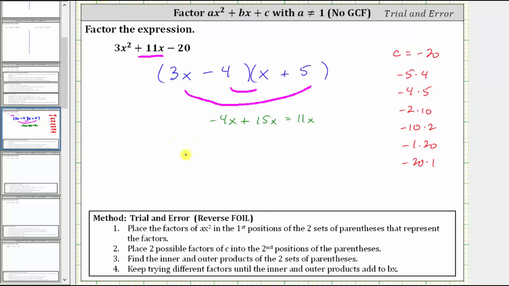The correct factorization is the quantity 3x minus 4 times the quantity x plus 5. And remember, the order of the binomial factors does not matter because of the commutative property of multiplication.